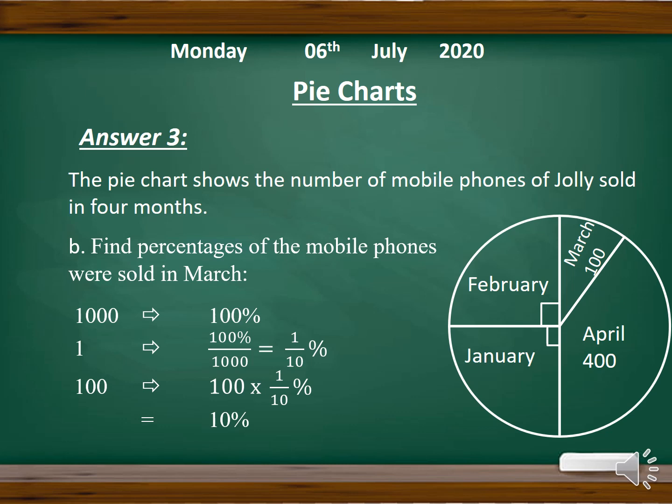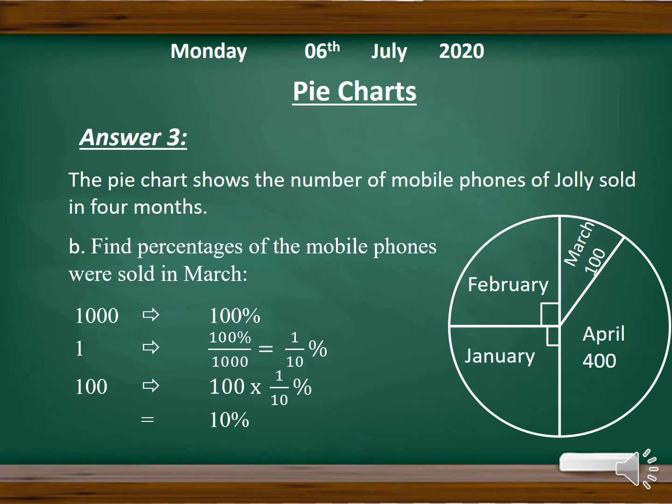And we want to find 100 mobile phones have how many percent? We have to find one mobile phone has how many percent first. To find one mobile phone, we have to take 100% divided by 1000. Look at this one, 100% out of 1000, both numerator and denominator can divide by 100 exactly. So we can get 1 out of 10. We can say one mobile phone is equal to 1 out of 10%.